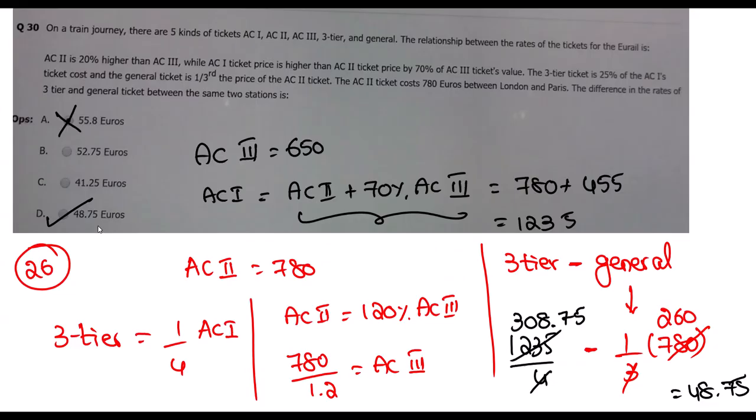20%, sir. Where is that 20%? Because of it 120 I written, no? That is 2-tier and 3-tier. I want 1-tier. Why 1-tier? 3-tier is linked with AC1. So I want AC1. If you want to calculate AC1, I want AC3. 70% of that also I have to calculate. There is a lot of calculations involved.